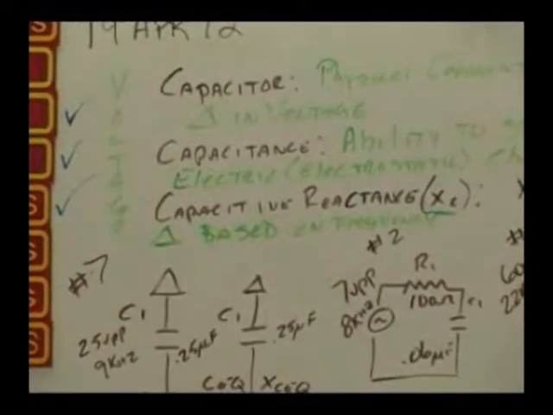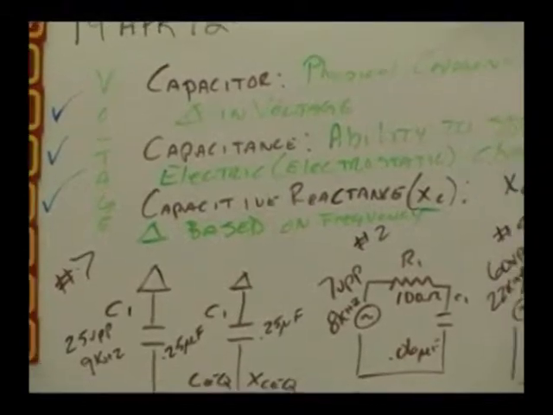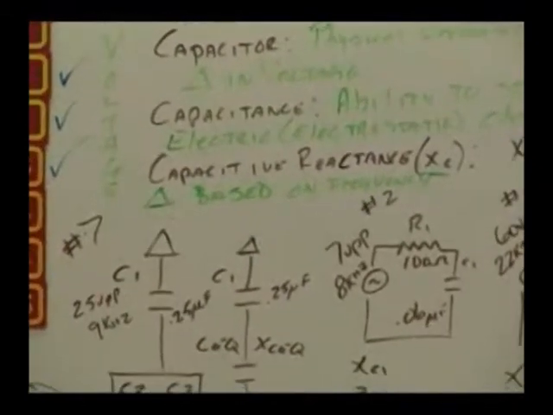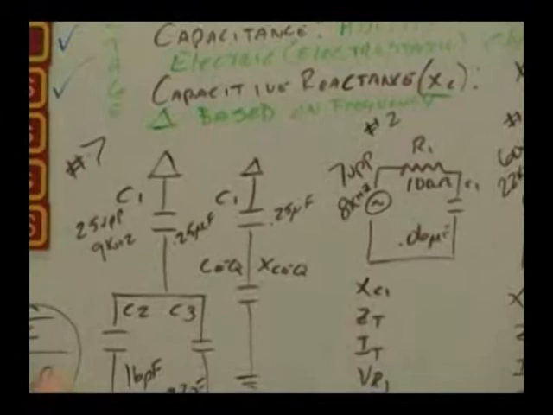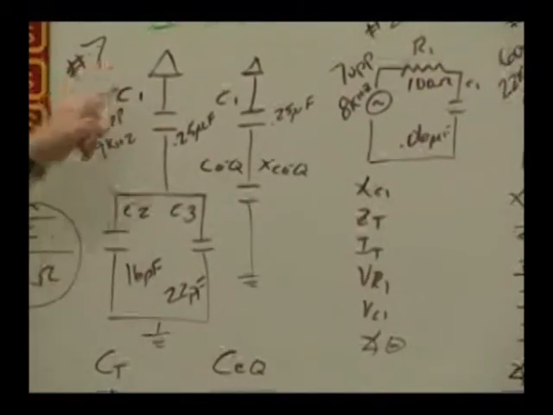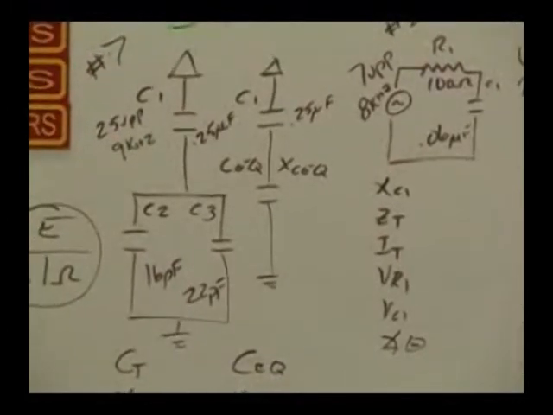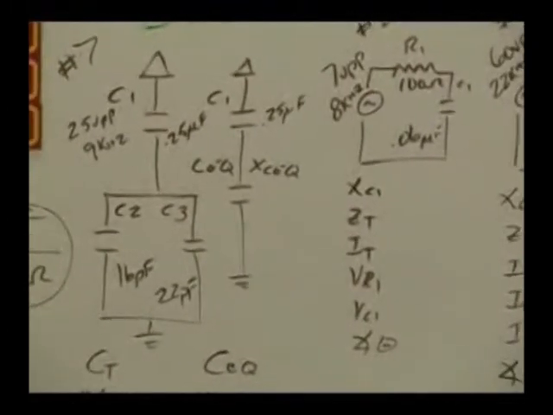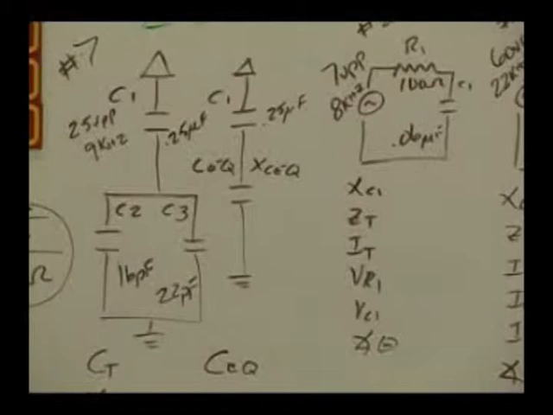So, characteristics. You got to know that about capacitors. We can use Ohm's law and the X sub C formula to figure out these parameters in this series parallel capacitive circuit, right? So the first parameter we need to find is C total. What is it?